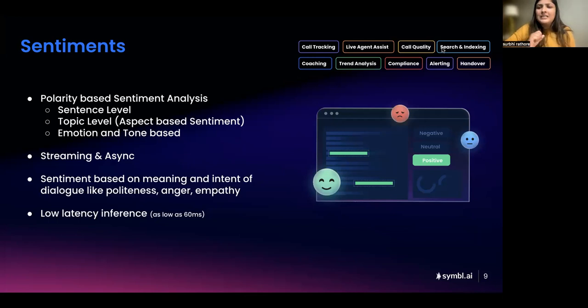Sentiment can also be detected based on the meaning and intent of dialogues, because sometimes politeness, anger, or empathy is a combination of the tone as well as the content and the intent behind the scenes. And also, depending upon the use case, you can look for low-latency inference for sentiment or do it completely asynchronously.